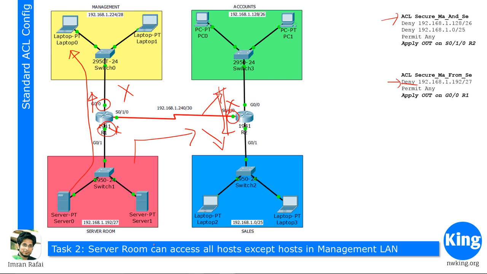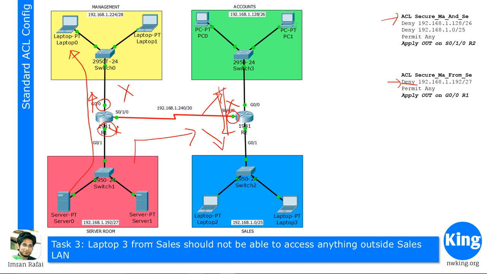Task 2 is done. Next, let's look at task 3, which says laptop 3 from sales, which is here, should not be able to access anything outside the sales LAN. So let's assume this guy is a new guy and he's a trainee, so you don't want him to access anybody else outside the network. So we have to put an ACL. The ideal place for this ACL is here, because when it sees that the source IP address is 192, whatever this IP address is. Let's assume this is I think 1.3.